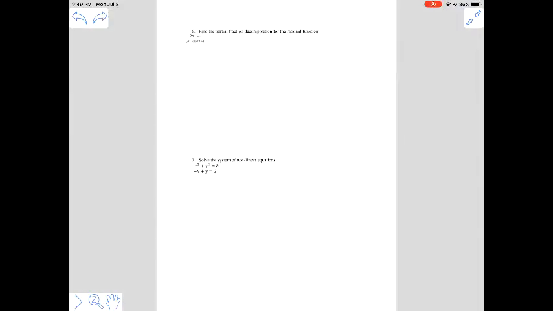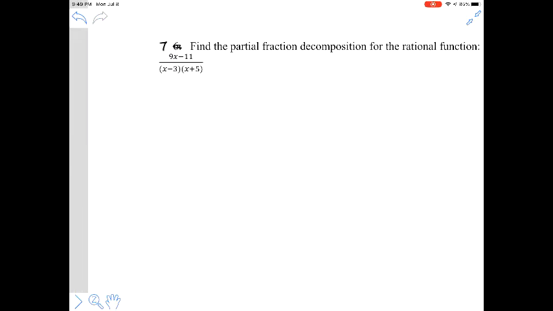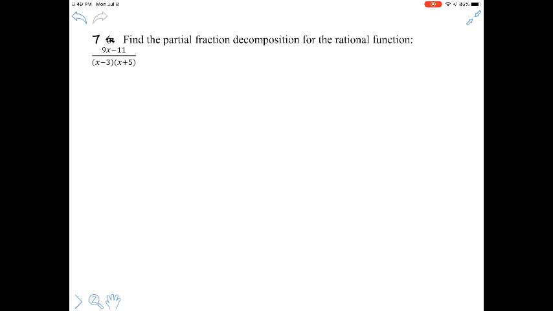Now the next question, question 7, is where we not just write the form of the partial fractions, but we actually solve for the constants and find the values of a, b, and c, etc. So with this one, there's 2 factors of the denominator, so there's going to be 2 partial fractions, a over x minus 3, and then b over x plus 5.